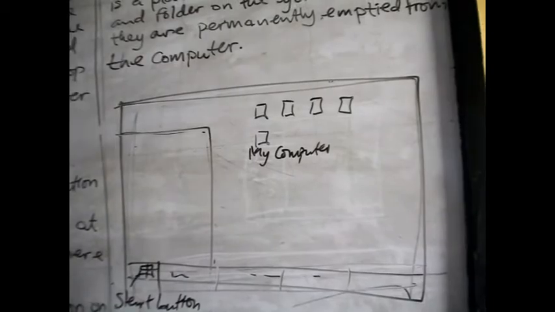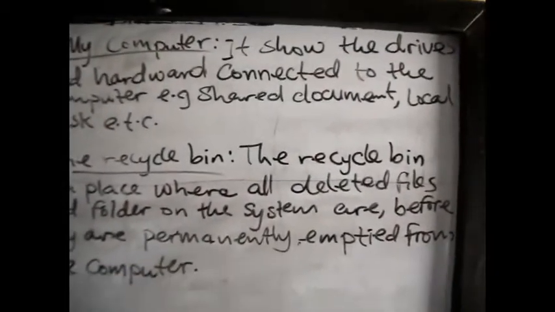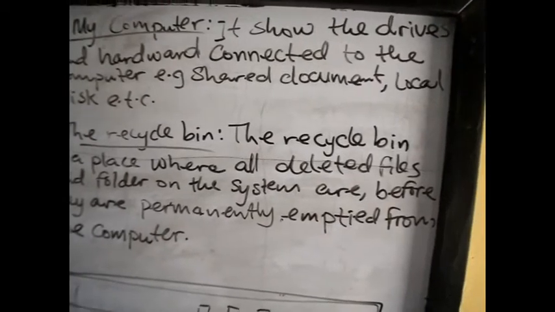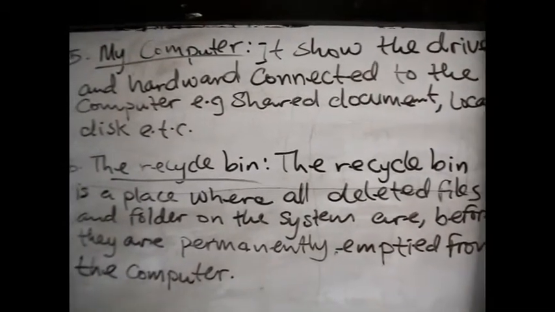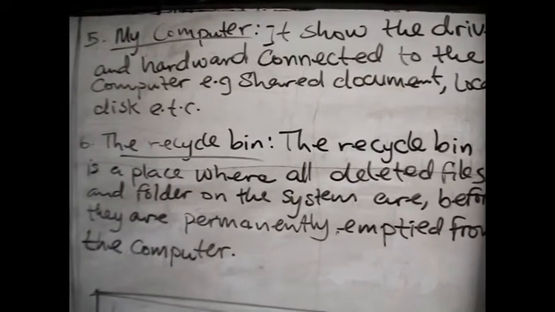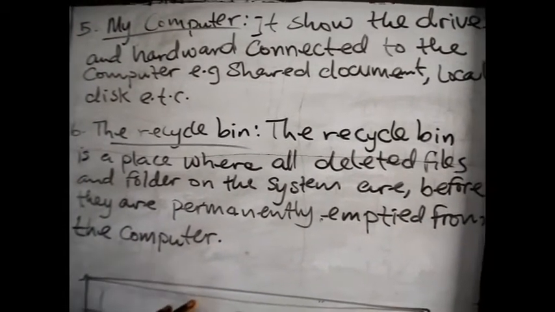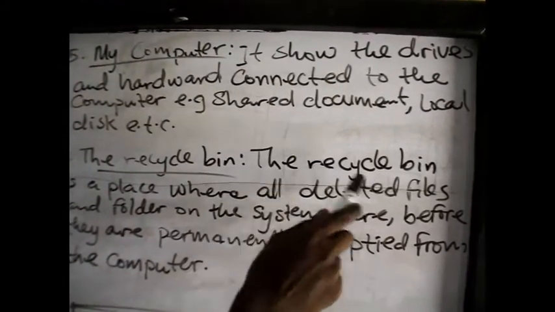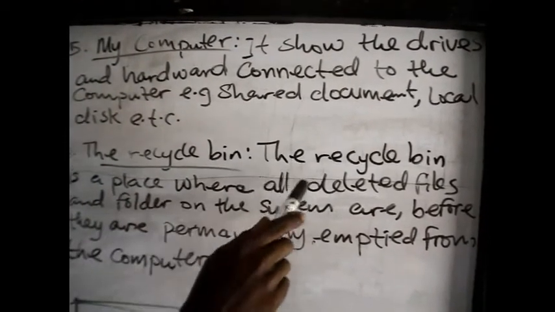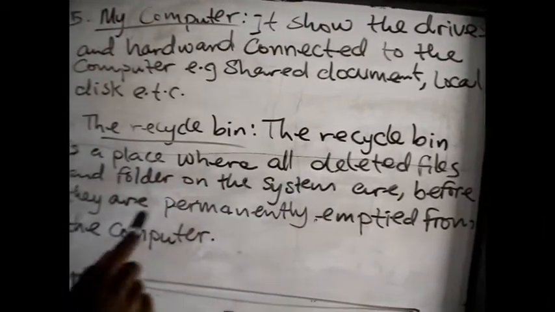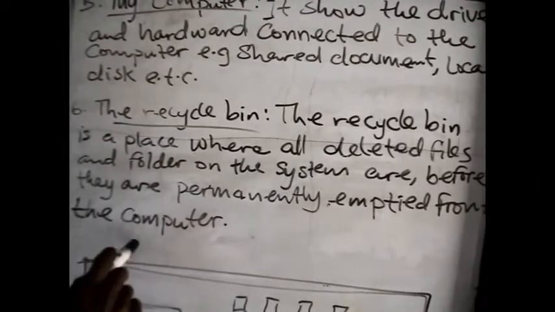And at the same time, on the computer, we also have an icon for the recycle bin. And what does the recycle bin do? Any item, icon or document that you delete on the computer system goes to the recycle bin first. As we said, the recycle bin is a place where all deleted files and folders on the computer system are kept before they are permanently emptied from the computer.